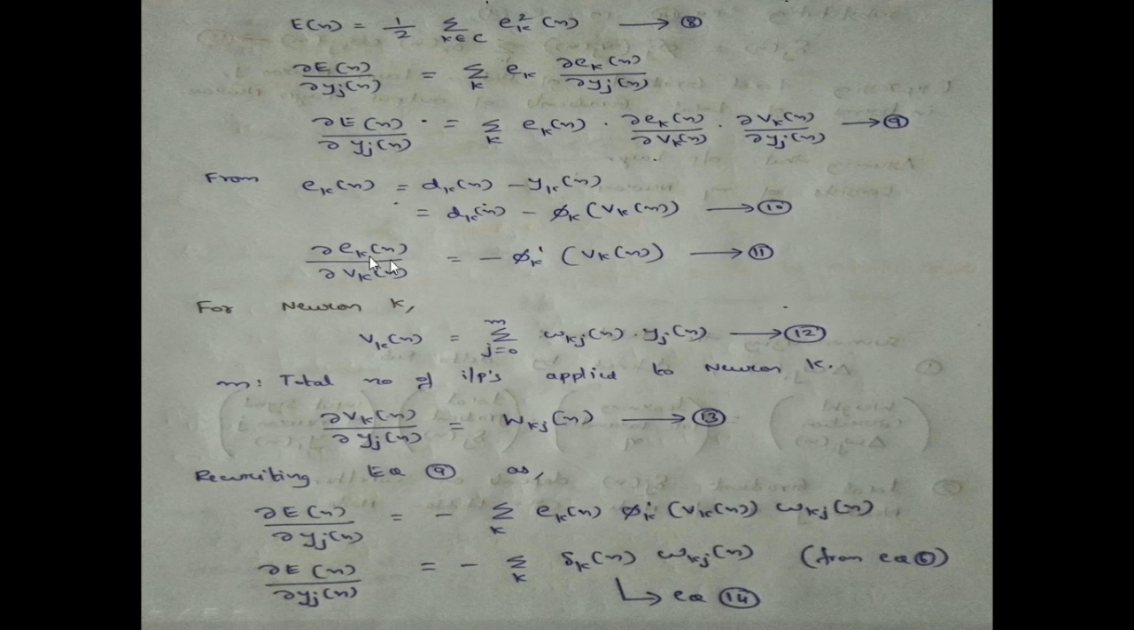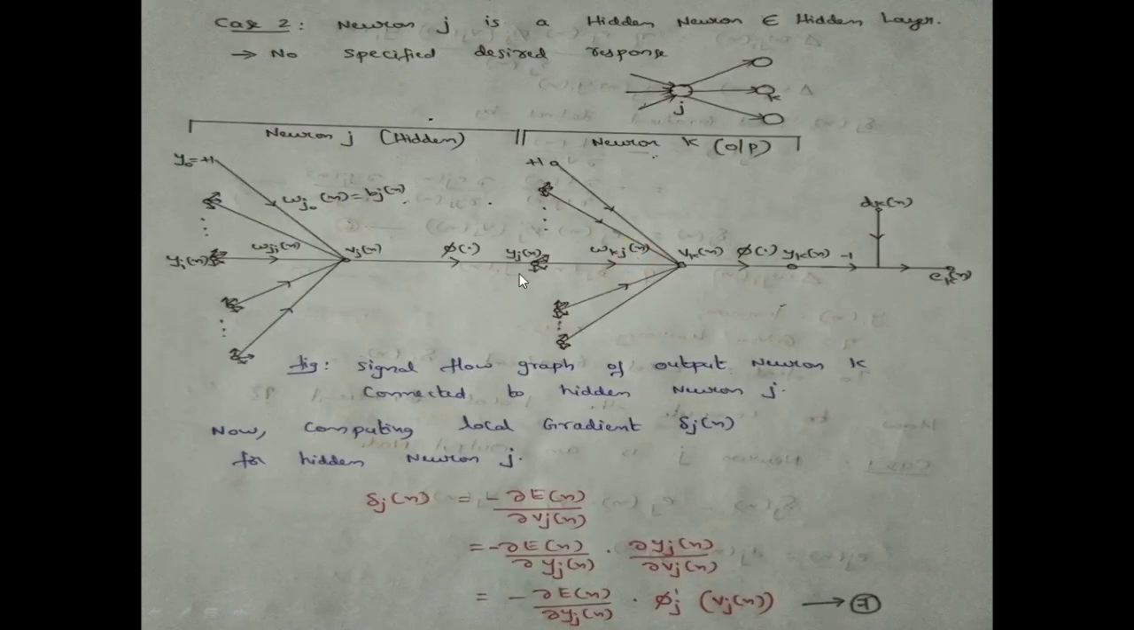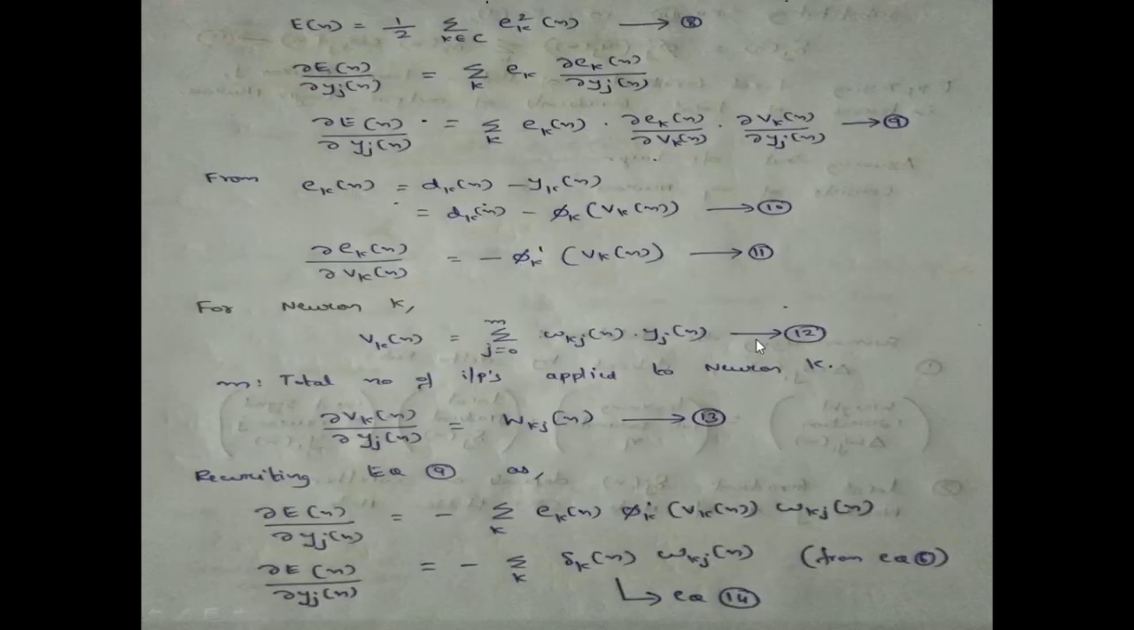Now differentiating this error with respect to the local induced field, ∂Ek(n)/∂Vk(n) will be giving us minus φk'(Vk(n)). Let us call this equation 11. Now for the output neuron k, the induced local field Vk(n) is equal to the sum over j equal to 0 to m of Wkj(n) into Yj(n). Let this be equation 12.